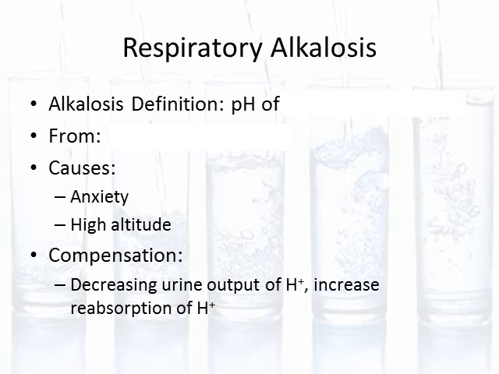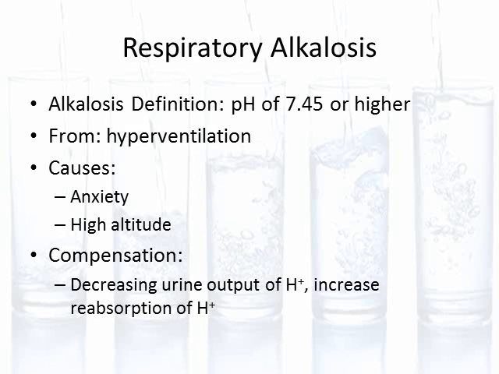Okay, then on the alkalosis side, the definition is a pH of 7.45 or higher, so again, a very tight range of pH that's acceptable. This can be caused by hyperventilation, breathing too much. We talked about this already. We breathe too much because we're anxious or because we're at a high altitude, and we blow off our CO2, and then we decrease hydrogen ion levels. The way that we compensate for this is by decreasing the amount of hydrogen we excrete in the urine and increasing the amount of hydrogen we bring back.